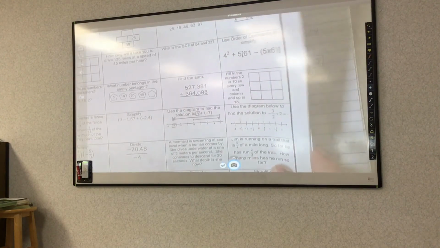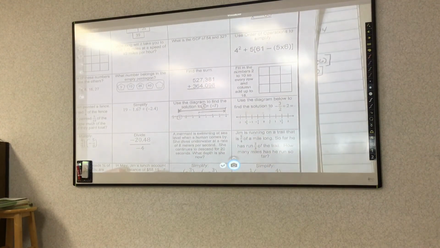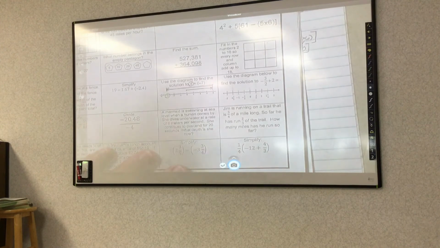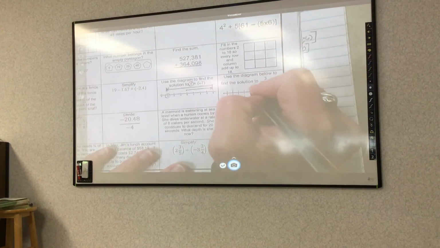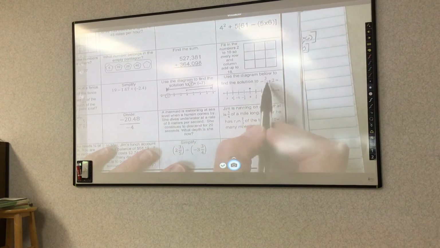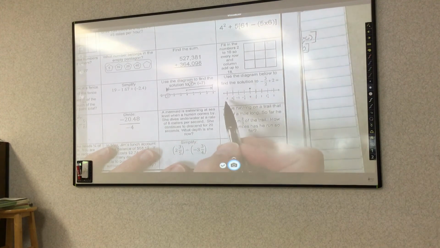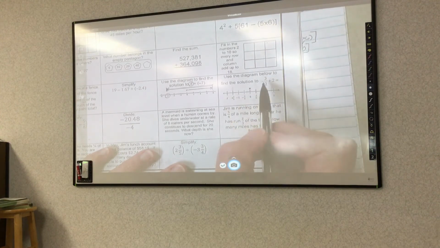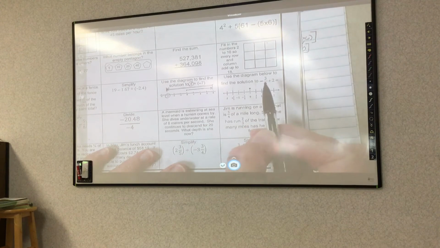When using a number line, where do you start? What number did we start at? You're off the page. 0. So I'm starting at 0. Okay? And then I go to a negative 3 halves. I don't see 3 halves here. But 3 halves is also like saying 1 and a half, right? So I need to go to the negative 1 and a half.